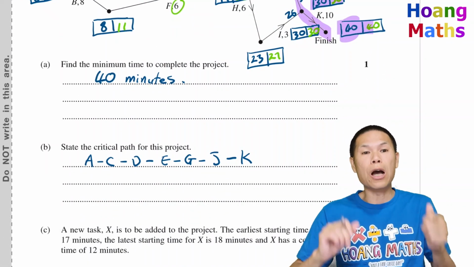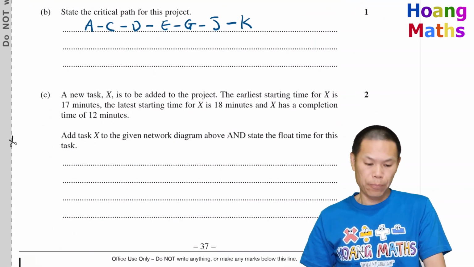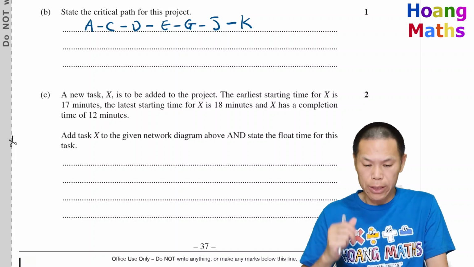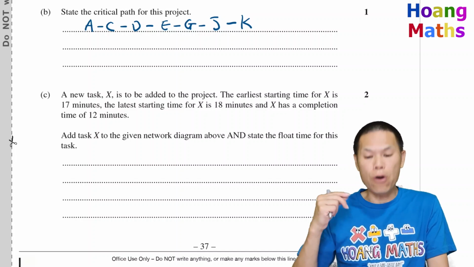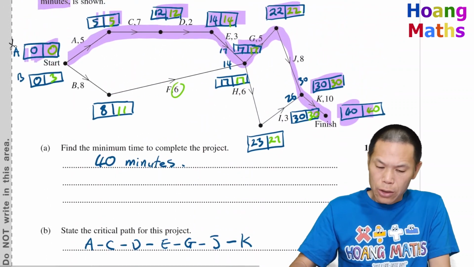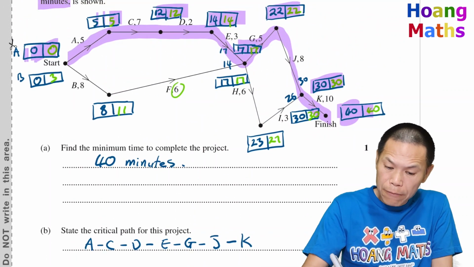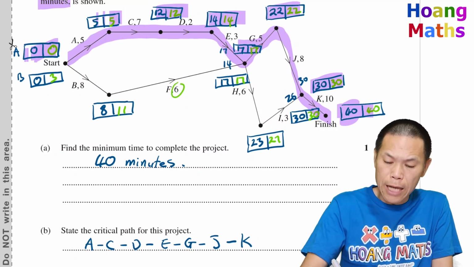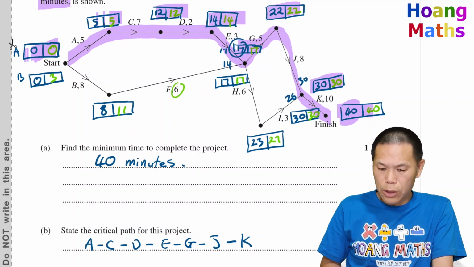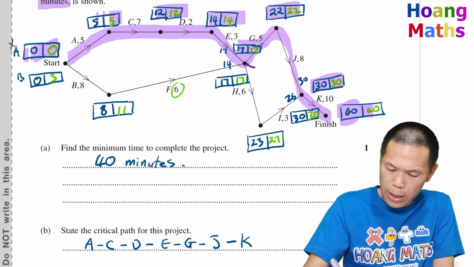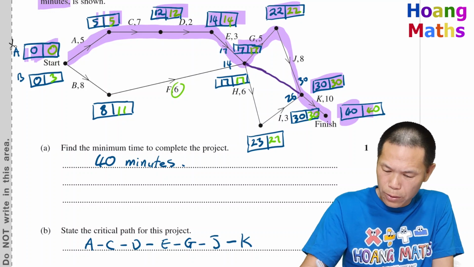Now, part C. A new task X is to be added to the project. The earliest starting time for X is 17 minutes. So 17 minutes means it has to be after activities E and F, because the earliest starting time is 17 minutes. Therefore, we start X somewhere here.